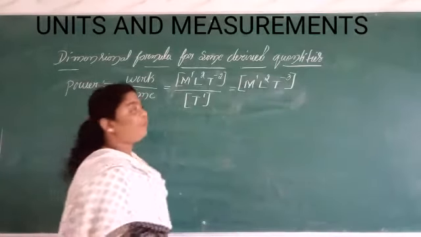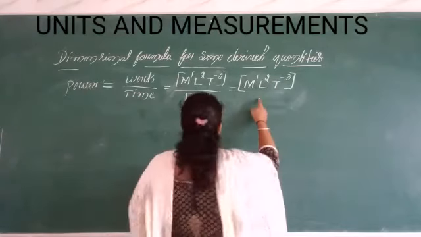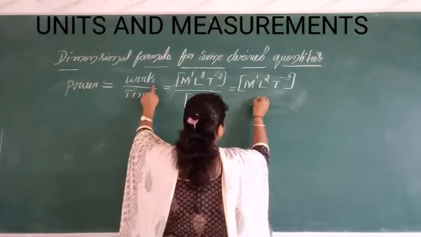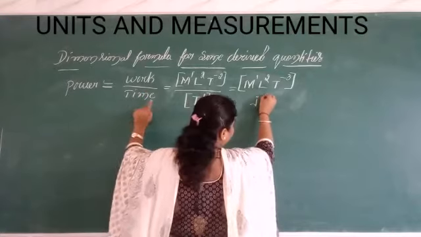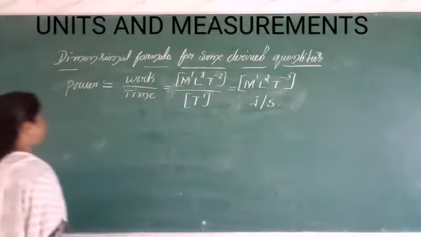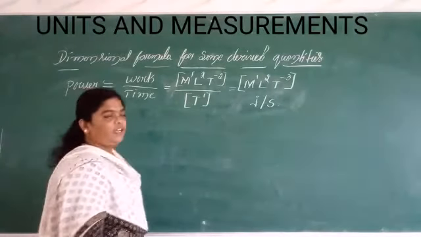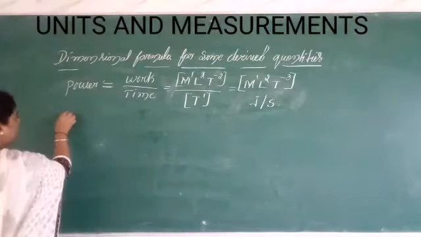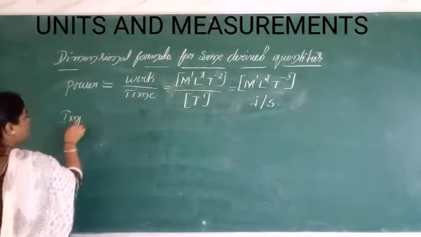And the unit of power: work has the unit joule, and the denominator is second, so joule per second. The unit of power is joule per second. Next, see the next physical quantity, that is impulse.